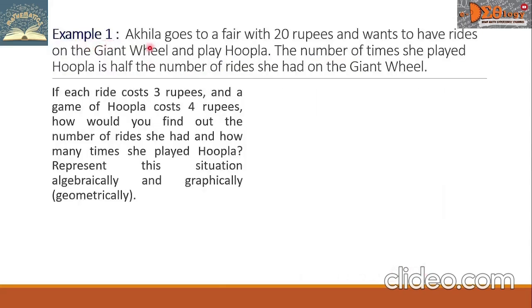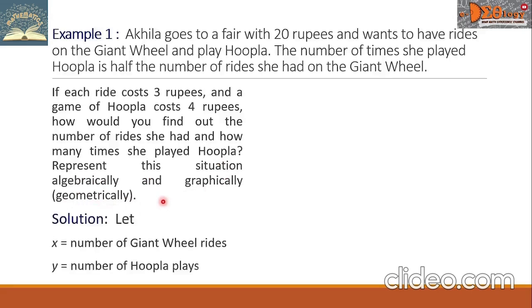Example 1. Akila goes to a fair with 20 rupees and wants to have rides on a giant wheel and play hoopla. The number of times she played hoopla is half the number of rides she had on the giant wheel. If each ride cost 3 rupees and a game of hoopla cost 4 rupees, how would you find out the number of rides she had and how many times she played hoopla? Represent this situation algebraically and graphically, or we say geometrically.